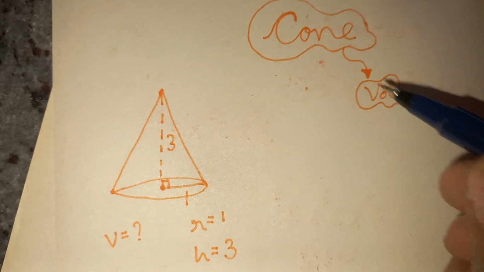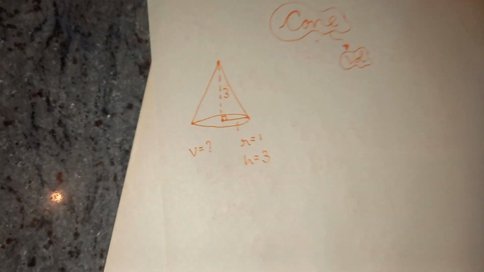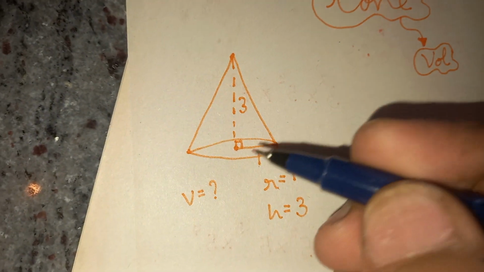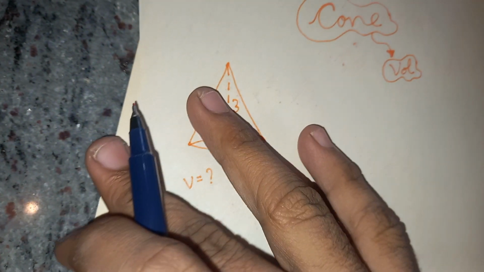Dude, now I'm going to tell you how to find out the volume of any cone. Let's start with this one. Here they have given a cone. The radius of the cone is 1 unit. The perpendicular height is 3 units.